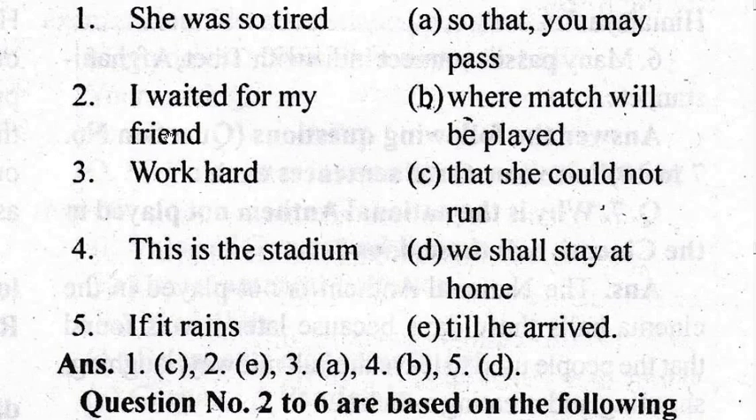Second, I waited for my friend. This will match to E, till he arrived. Third, work hard. This will match to A, so that you may pass. Fourth, this is the stadium. This will match to B, where match will be played. Fifth, if it rains, this will match to D, we shall stay at home. So here the answers are written, which option will match to which option. Now come to the next question.